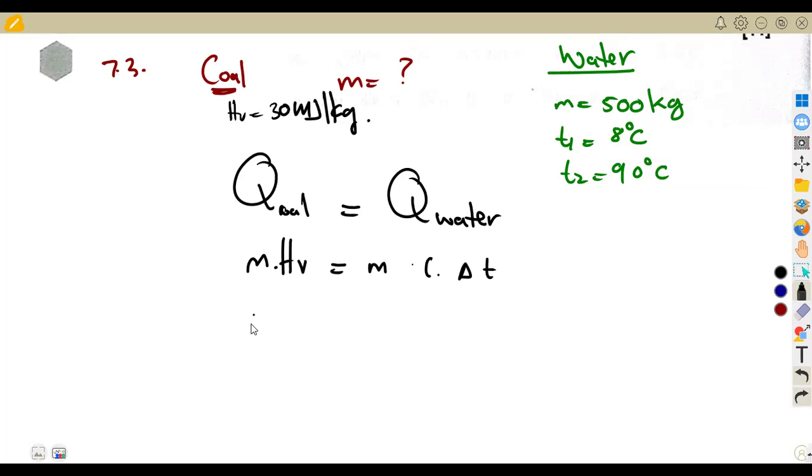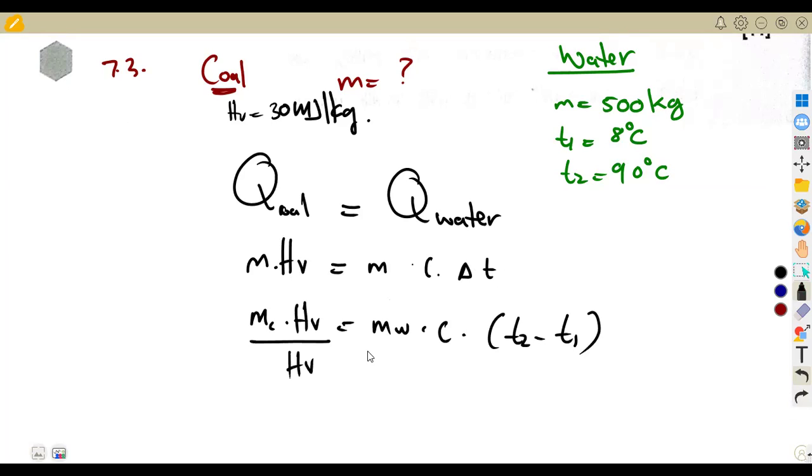All right, so this is the mass of coal times its heat value, equal to this side. We are talking about the mass of water times the specific heat capacity of water times the change in temperature. It simply means T2 minus T1. That's the change in temperature, T2 minus T1. So to find the mass of coal, we simply divide by the heat value of coal.